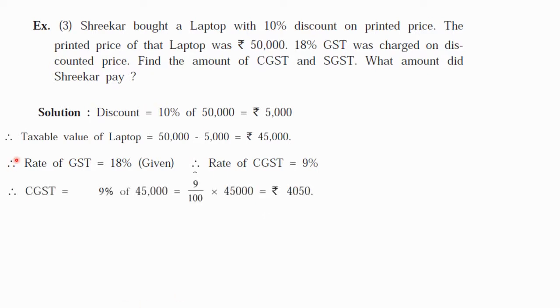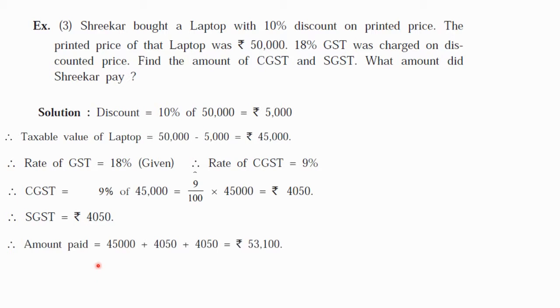Now we want to find out the amount of CGST. So this will be 9% of your taxable value. So 9% of 45,000, that is 9 upon 100 into 45,000, which after simplifying you get rupees 4050. Now since CGST and SGST will be the same, SGST will also be rupees 4050.